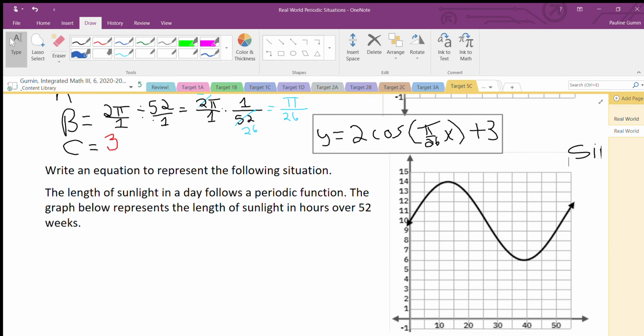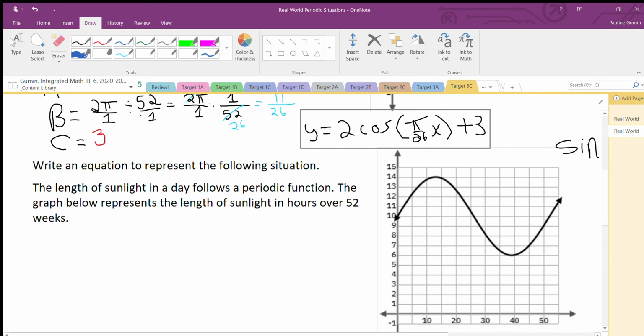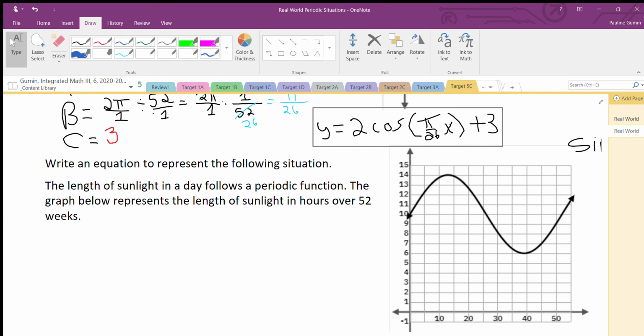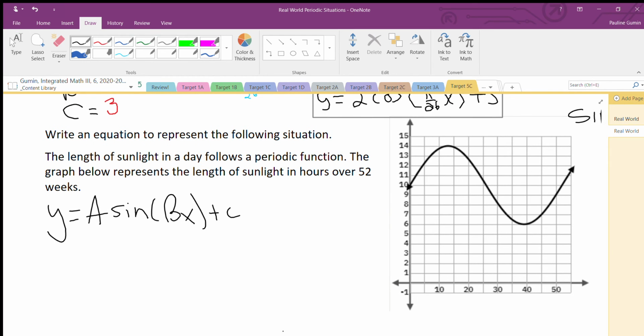This is the length of sunlight in a day, and it follows a specific periodic function. The graph below represents the length of sunlight in hours over 52 weeks. So once again, we're measuring it over a year. Let's decide whether we're using the sine or cosine function. In this case, it looks more like a sine function. So here's my skeleton, y equals a sine of bx plus c. A is our amplitude, b is our frequency, c is our midline.